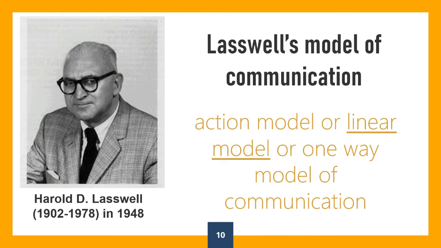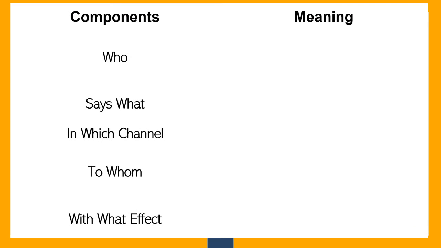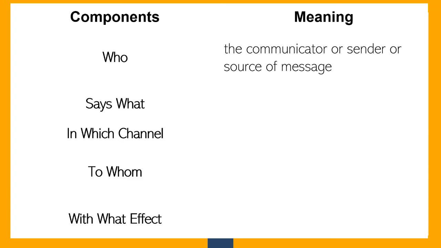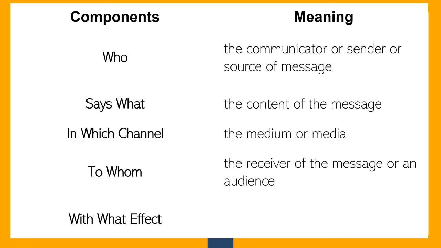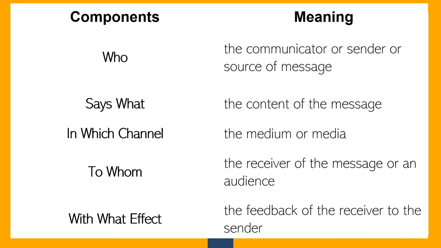Lasswell's model of communication is an action model or linear model or one-way model of communication. The following are the components of Lasswell's model of communication. We have who, which is the communicator or sender of the source message. We have says what, it is the content of the message. We have in which channel, it is the medium or media. To whom, the receiver of the message or an audience. And the last one is with what effect, it is the feedback of the receiver to the sender.